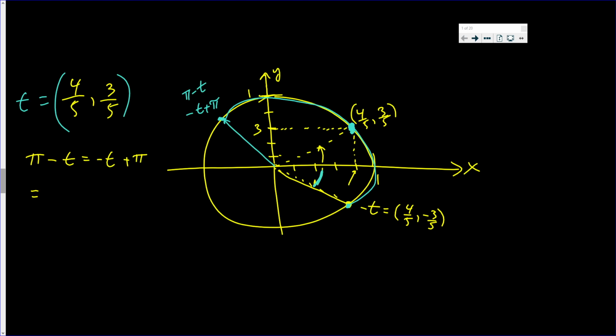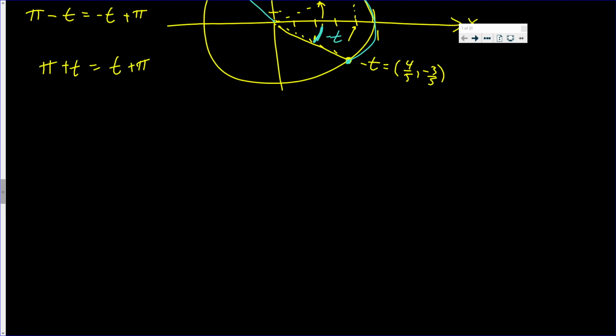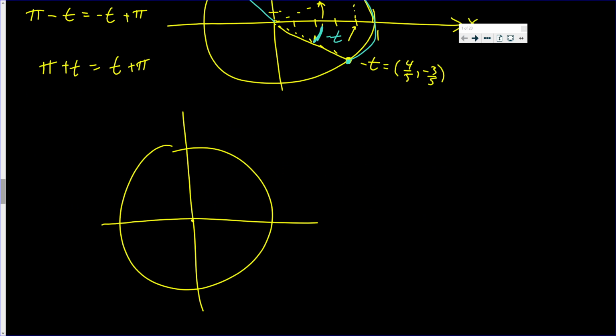And this angle would just be negative t. What if we wanted to do pi plus t? Okay, pi plus t, which for the record, if it makes it easier, it's t plus pi. So, right here was t. So, you just add pi, you go halfway around, and you get here. Okay, that point would be t plus pi.